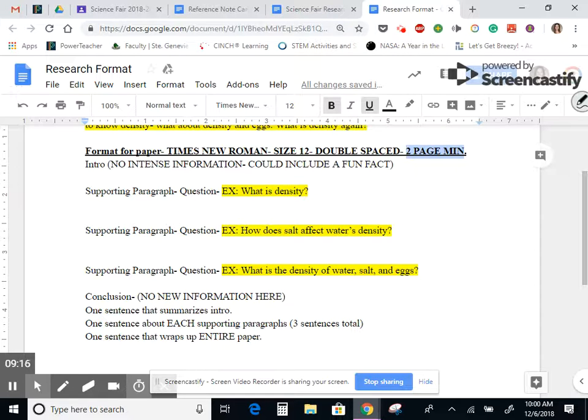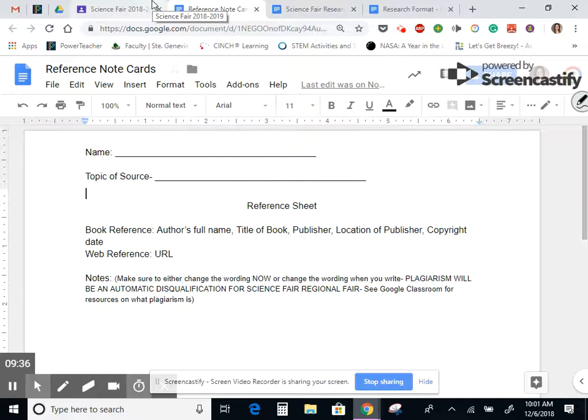So for my brainstorm, I decided that my 3 supporting paragraphs are going to be, what is density? My second supporting paragraph will be about how does salt water affect water's density? And my third supporting paragraph will be, what is the density of water, salt, and eggs? Okay, so I'm going to go to my reference sheet. Your reference sheet is going to be how you are going to create this, and how you're going to gather information. So in the next video, we're going to talk about how to gather information to develop your research paper.